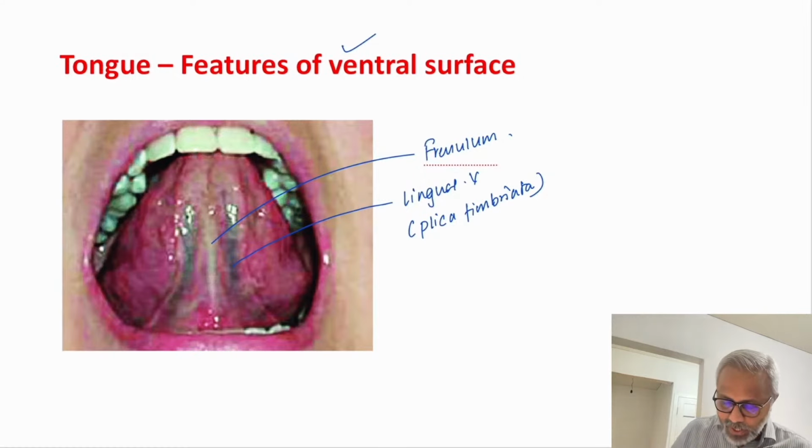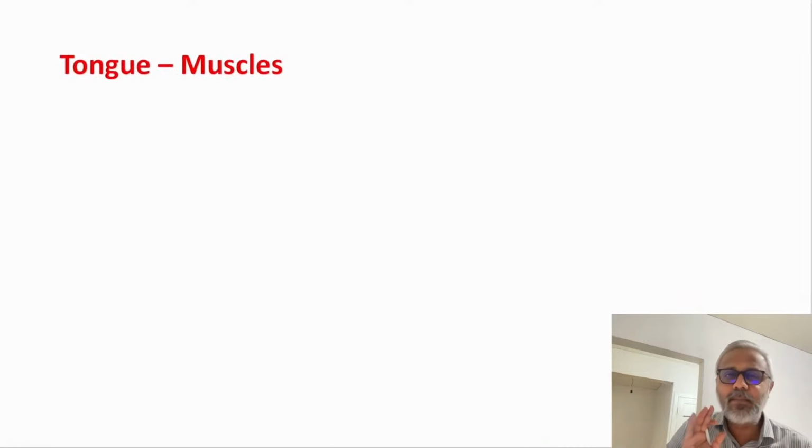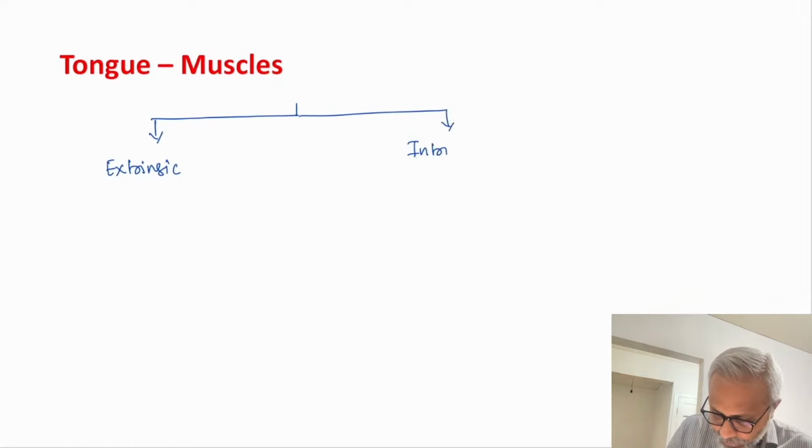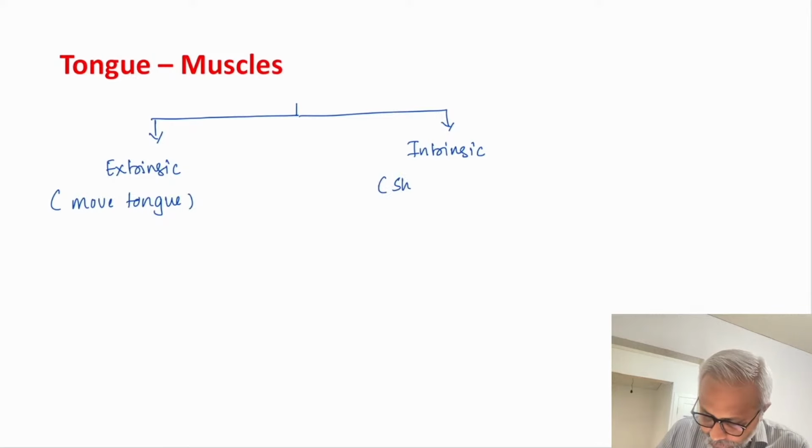Then, once this is done, the next important subtopic they will ask you about is the muscles. Now, we know that the muscles of the tongue can be grouped into two. One is the extrinsic muscles and the other one is the intrinsic muscles. And as I have said, whenever you need to classify, use a simple flowchart like this. Now, what are the extrinsic muscles? These are the muscles which move the tongue. What are intrinsic muscles? These change the shape of the tongue. Right? They are responsible for changing the shape of the tongue.